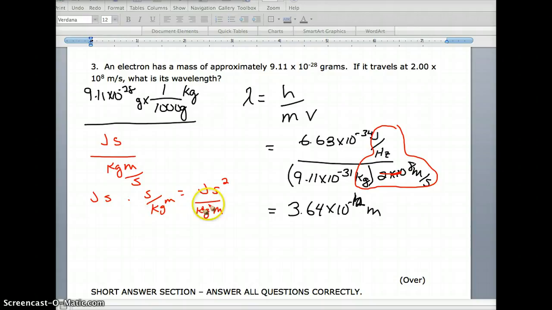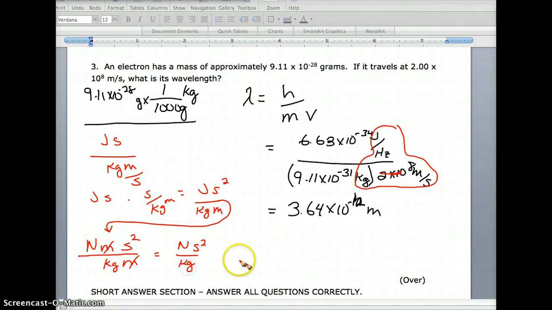So, I'm going to come around here so I don't run out of room. So I'd have a Newton meter, and the reason it's a Newton meter is because it's a unit of energy or unit of work. So it's Newton meters times seconds squared over kilogram meters. You notice that meters then cancel. So now I have Newton seconds squared over kilograms.